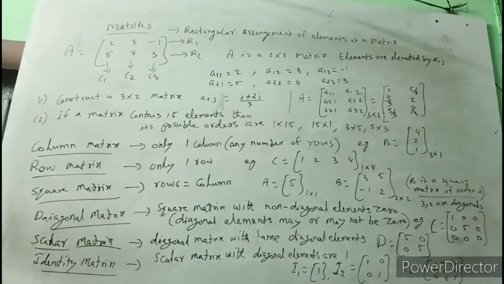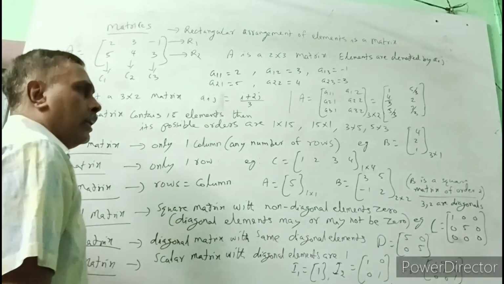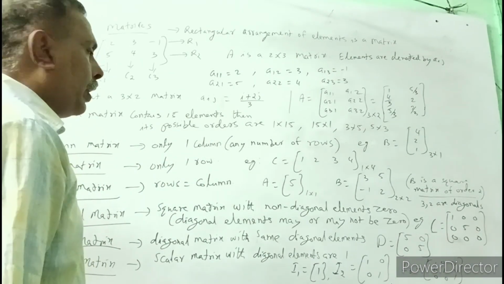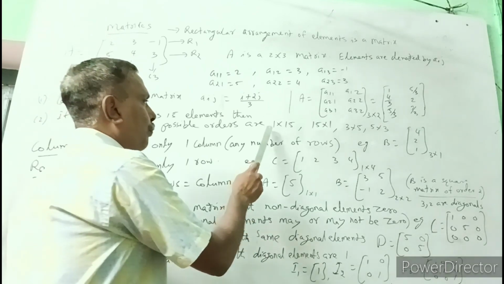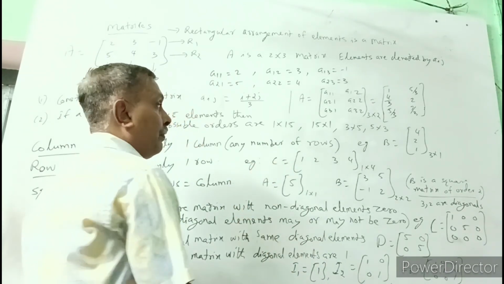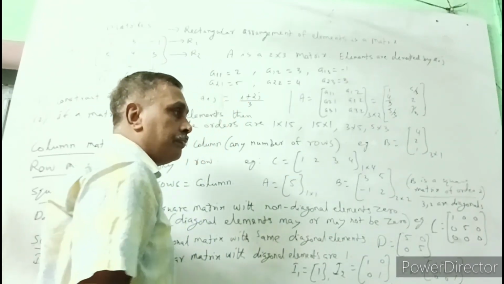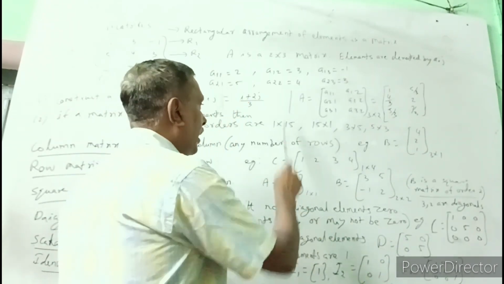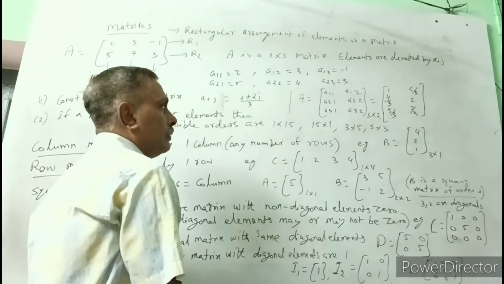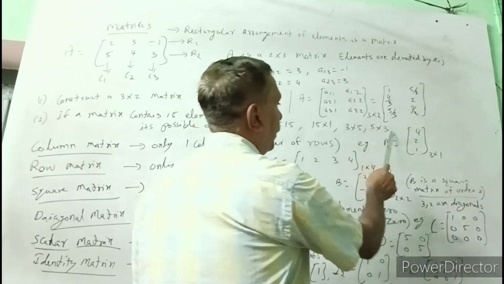Another question: if a matrix contains 15 elements, what are the possible orders? There may be 1 row and 15 columns, so a 1 by 15 matrix. There may be 15 rows and 1 column. There may be 3 rows and 5 columns, so 3 into 5, 15, and 5 into 3, like that.